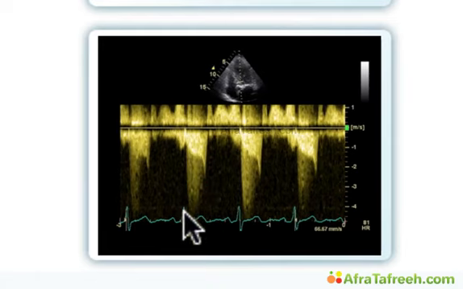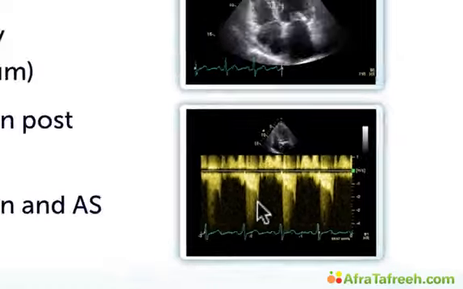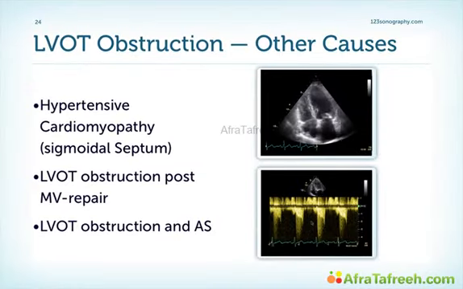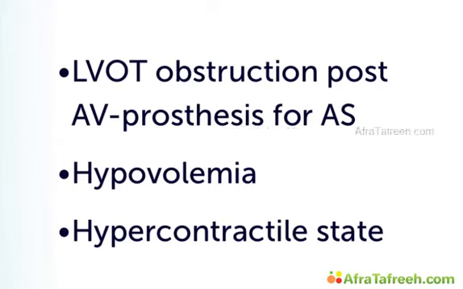This is the signal of aortic stenosis, while this is the signal of the LVOT velocity. It is often very difficult to quantify aortic stenosis in the setting of LVOT obstruction, but we'll hear more about that when we talk about aortic stenosis. Here are some other causes of LVOT obstruction.